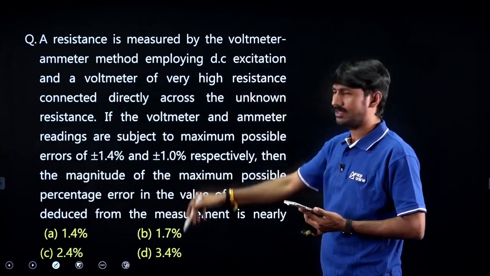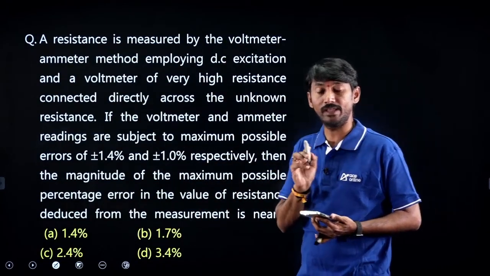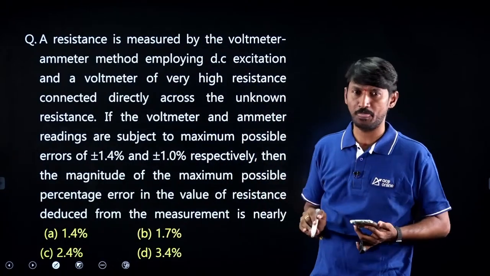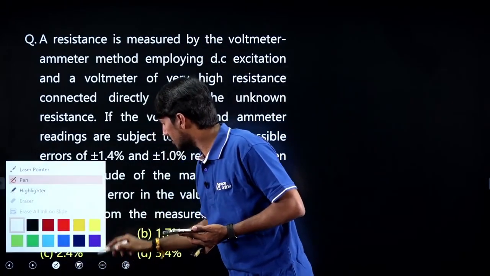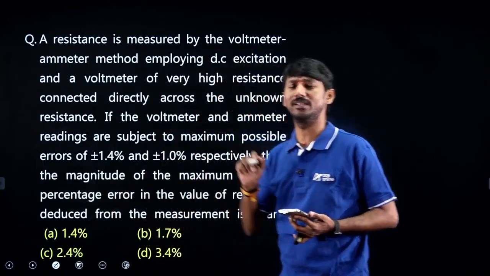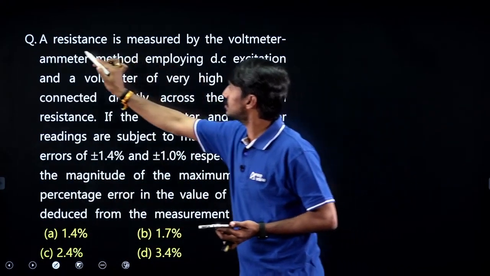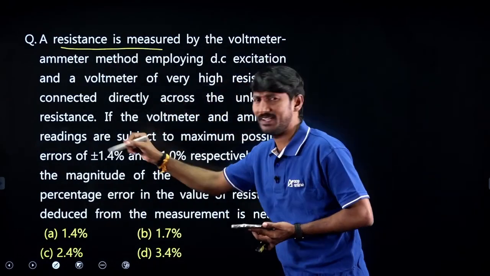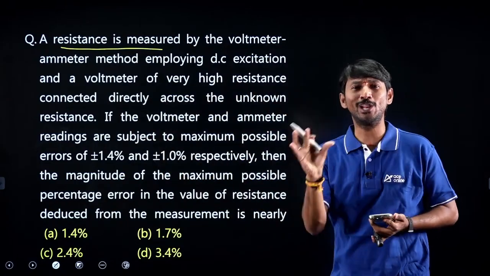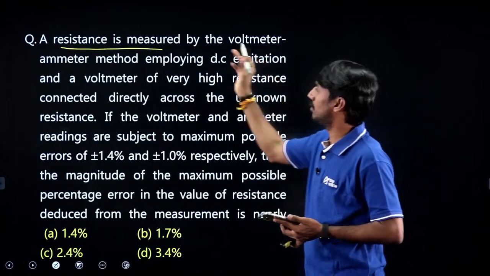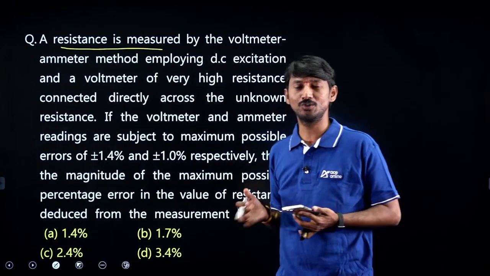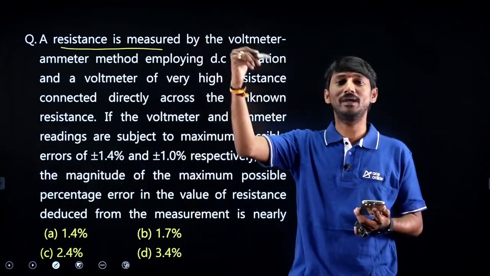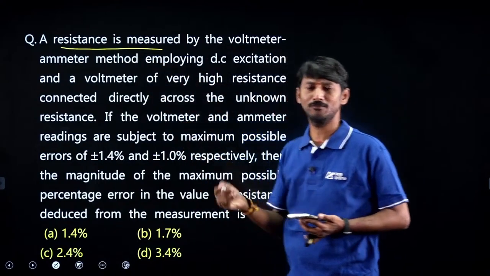Looks like the question is very lengthy. But don't worry, even at the diploma level, these types of questions are sometimes possible. If you see this question clearly, the answer is very simple. Resistance is measured. All this data is to confuse you and kill your time. A voltmeter is used and an ammeter is used. Voltmeter means volts, ammeter means ampere, V by I is resistance. That is what is measured.